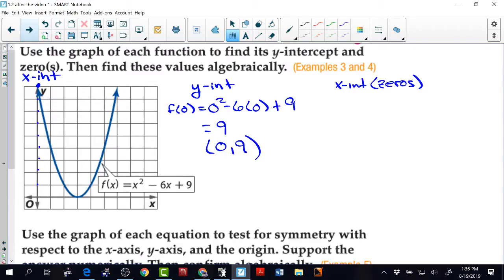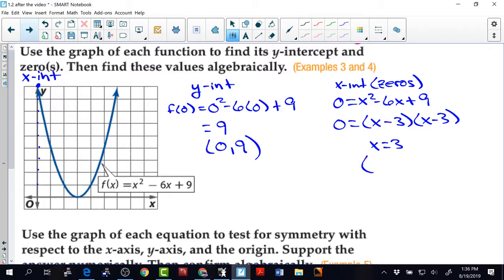For x-intercepts, we plug 0 in for y. So 0 equals x squared minus 6x plus 9. We factor: x minus 3, x minus 3. So x equals 3, that's the zero. So it asks for the zero, so that's actually the zero. If they ask for the x-intercept, then it's (3, 0).